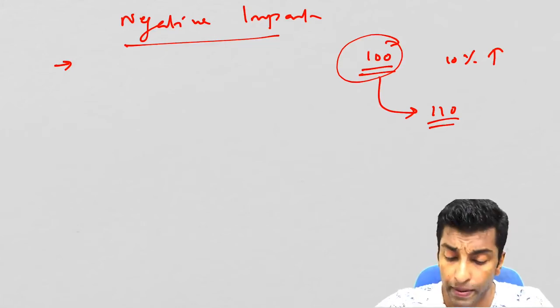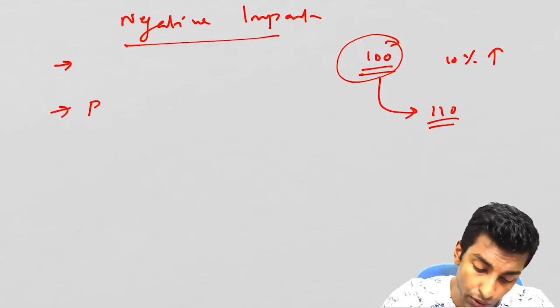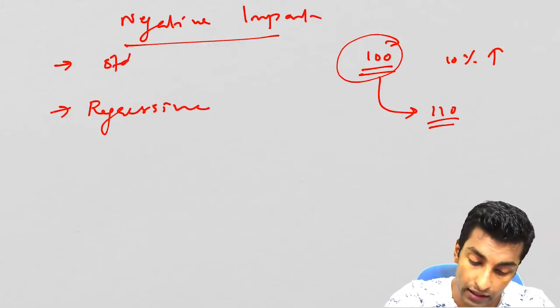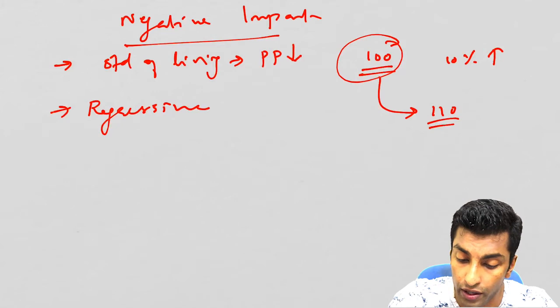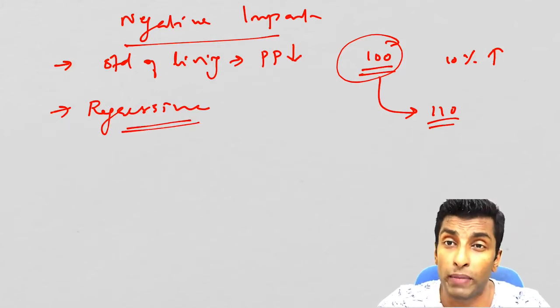The second negative impact is that it is actually regressive in nature. Why is it regressive in nature? First, it affects the standard of living. How? The purchasing power came down. Now why did I say it is regressive in nature? Because it affects the poor the most.